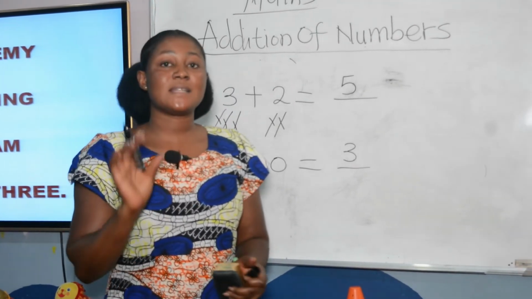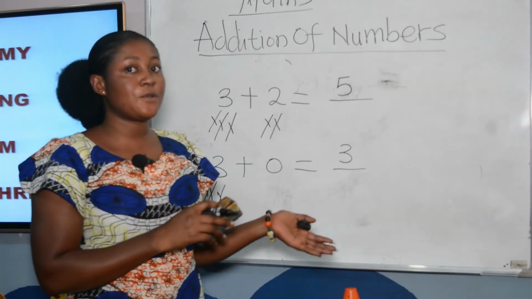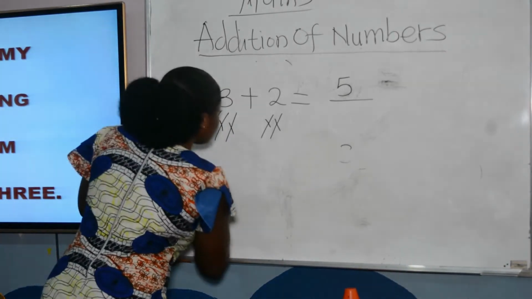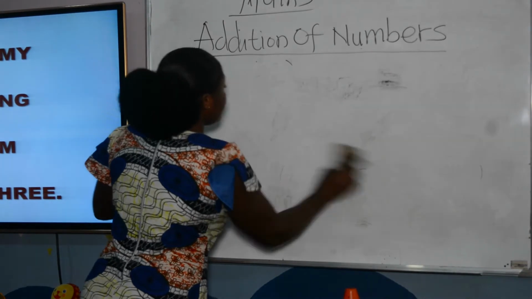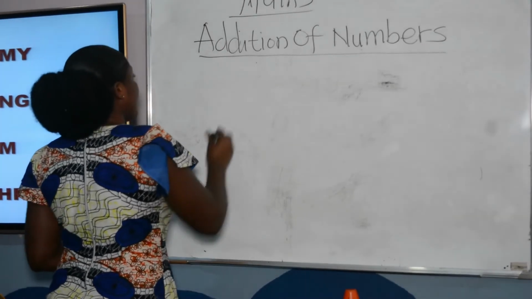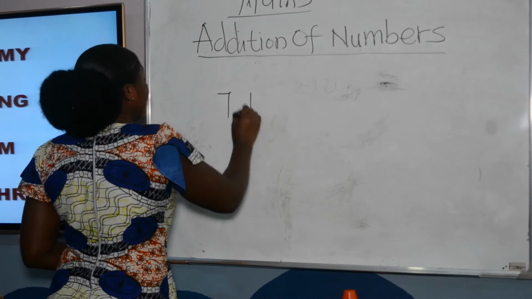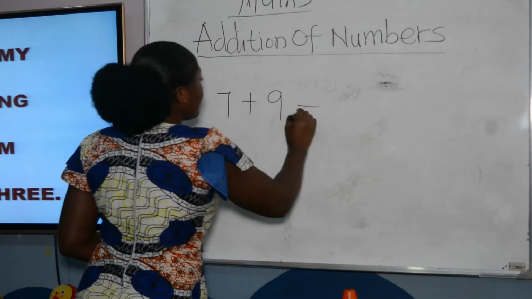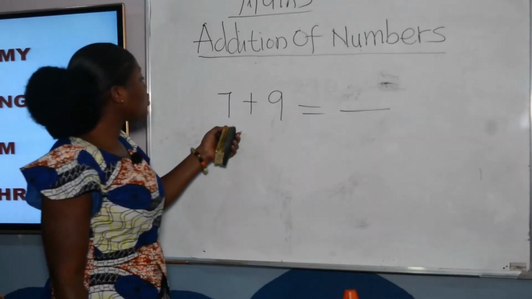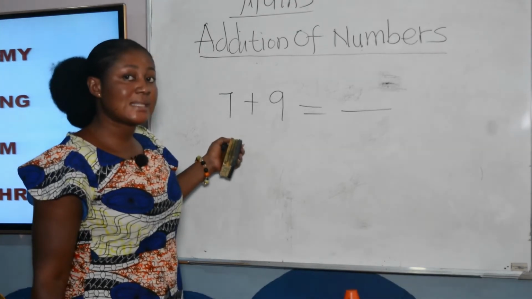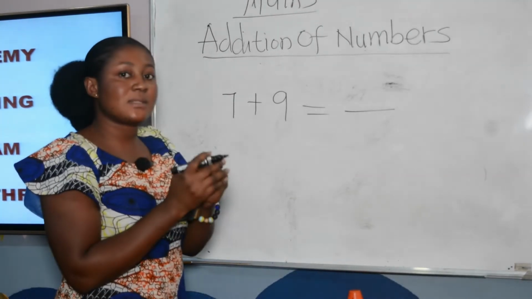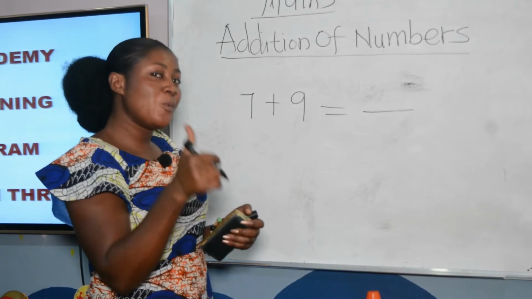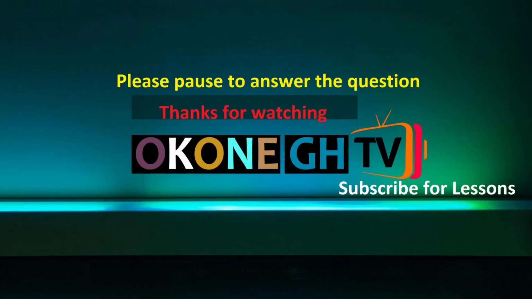Now, let me give you an example for you to try your hands on it at home. Okay? So after this commercial break, we'll come and solve it for you. So look at it and write it nicely for me. And then you show working. Okay? So I'm giving you 7 plus 9 equals. So you show the workings nicely for me. And then you put them together by crossing it. We'll be back right now, guys. Don't go away.